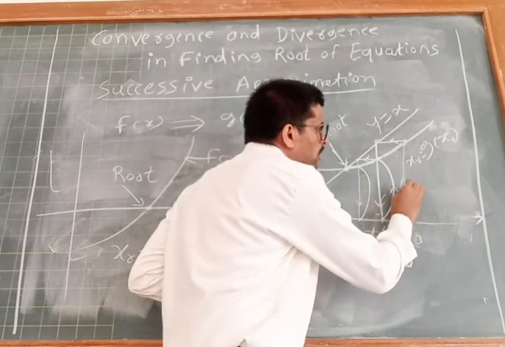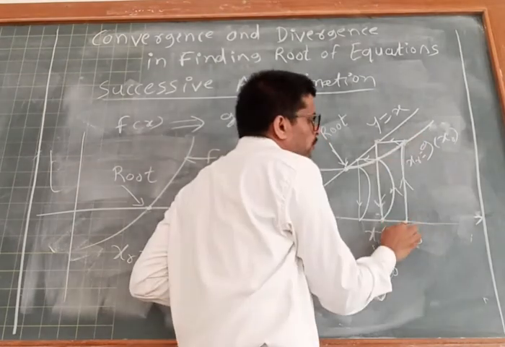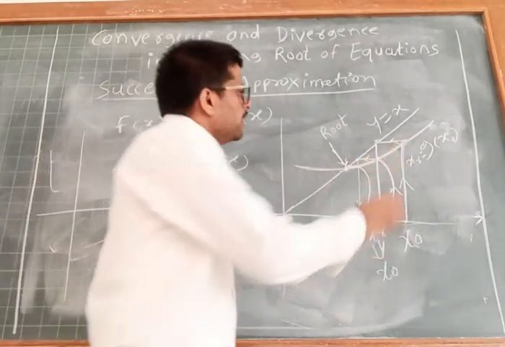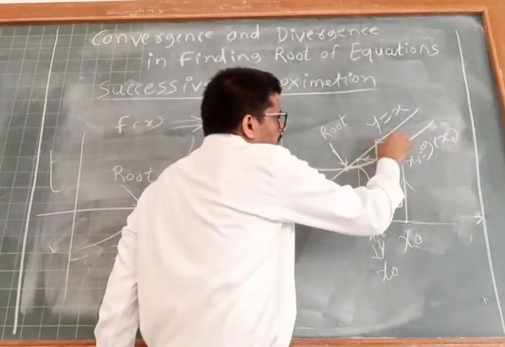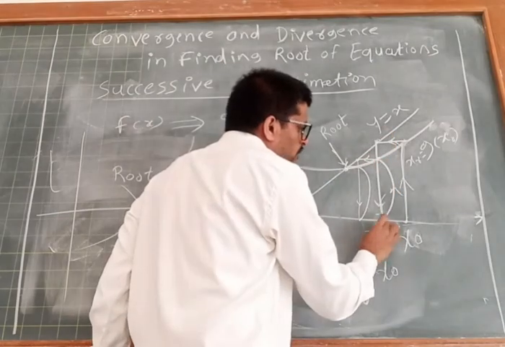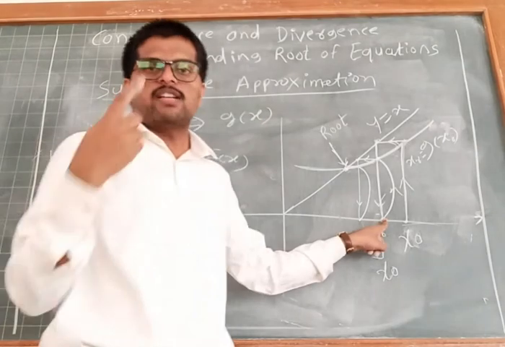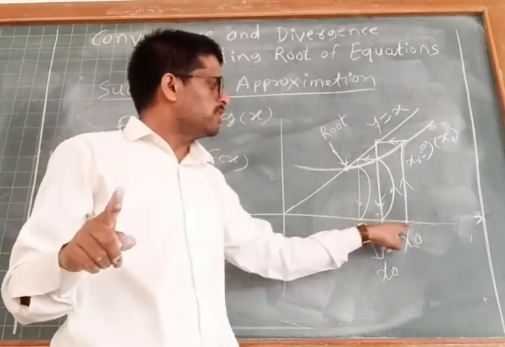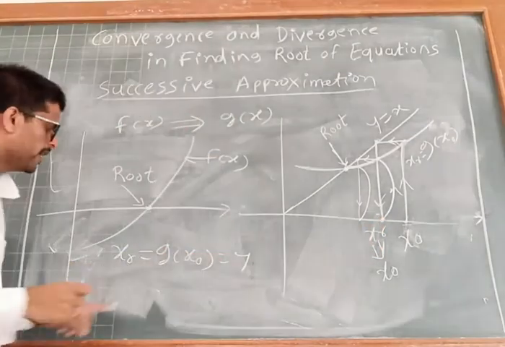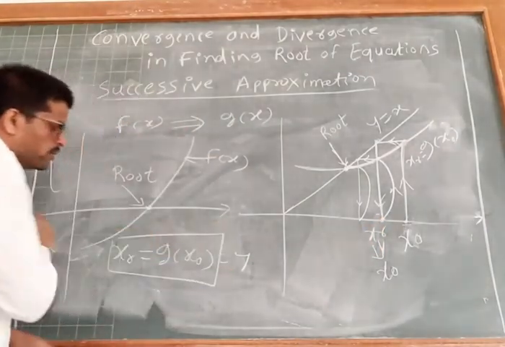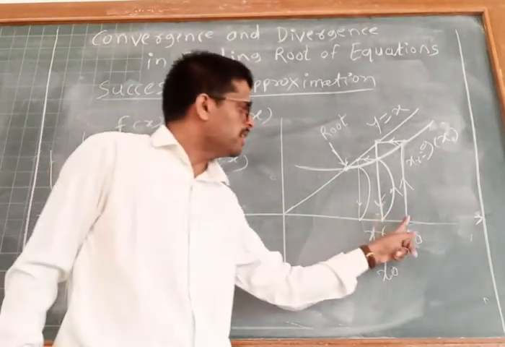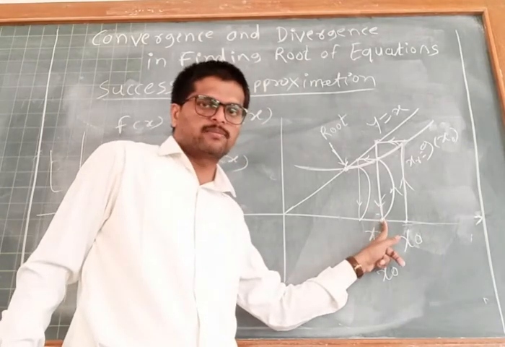From this x0, calculate g of x. So by putting this x0 into the g of x equation, we will get this g of x. Then transfer this point on the y equal to x line and transfer that on the x axis. So this will be the first approximate answer. This is the initial case. From this initial case, we will get the first approximate answer. And this answer we will get by using this formula: xr is equal to g of x0. So from this x0 we will get xr. Graphically, from this x0 we will get this xr.